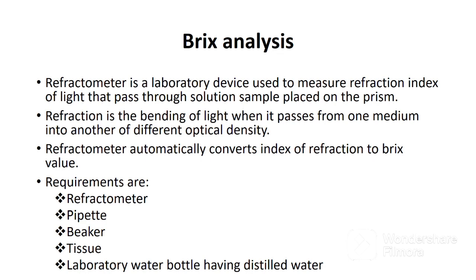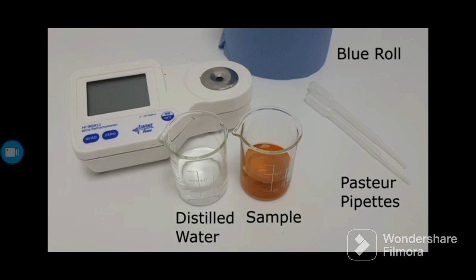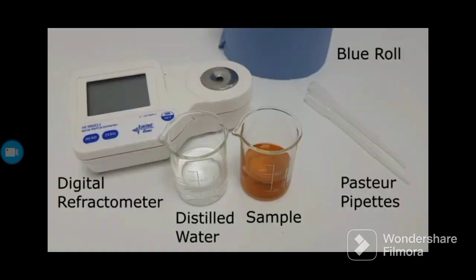Requirements for Brix analysis are a refractometer and samples. For our case, you have first expressed juice, last expressed juice, mixed juice, clear juice, and filtered juice. Remember, these juices have to be sieved and cooled to room temperature. The next is a pipette, a beaker, tissue, and finally a laboratory water bottle having distilled water. In Brix analysis, we do not need a transparent solution, so we will not add lead acetate to the juice samples. We just read directly after sieving and cooling to room temperature.